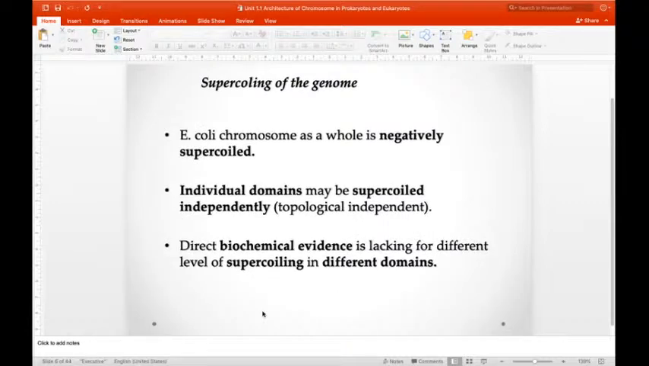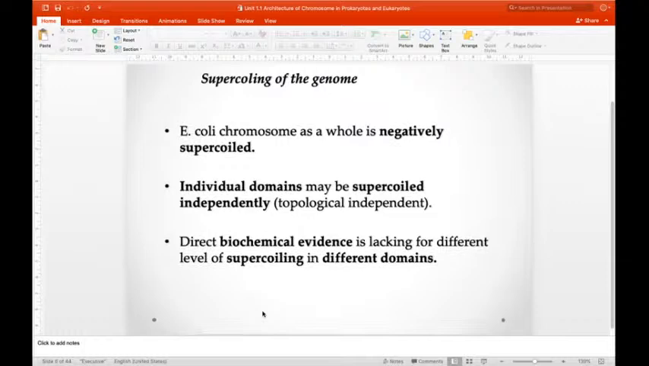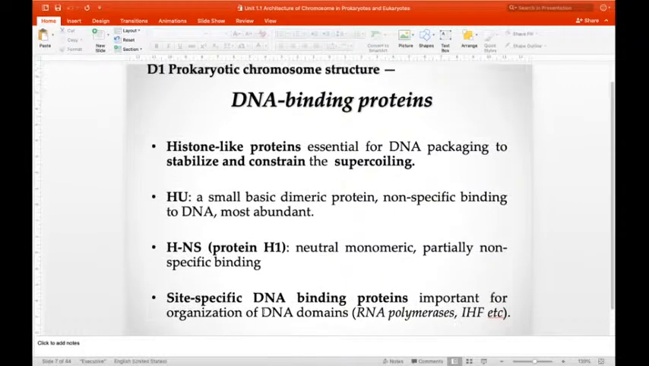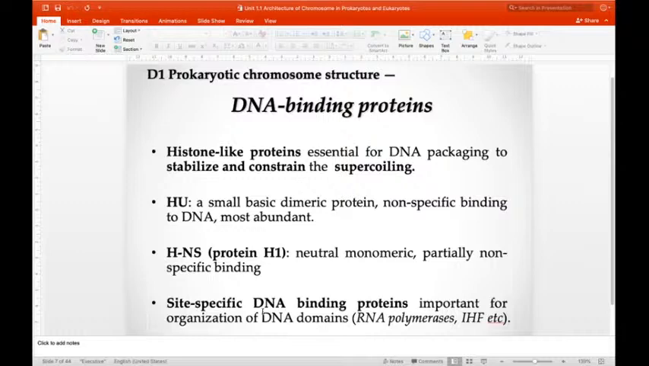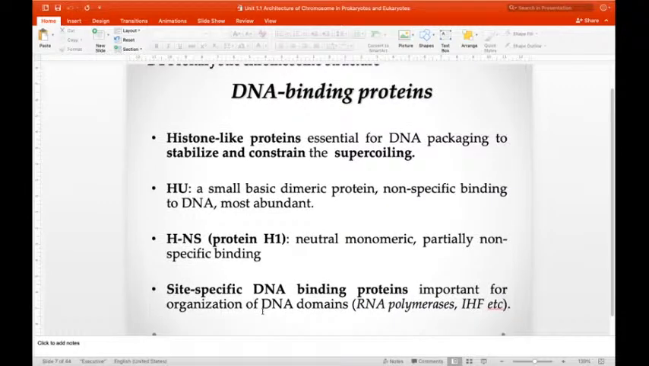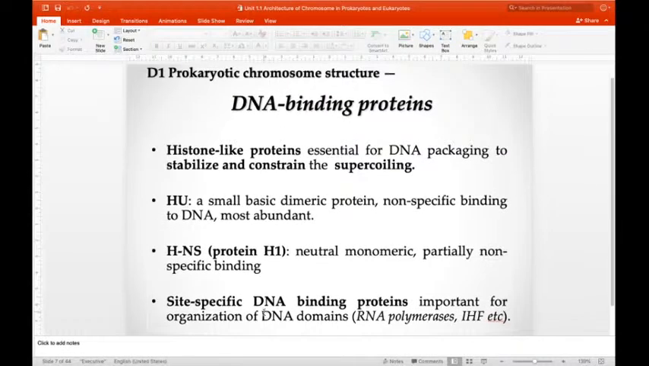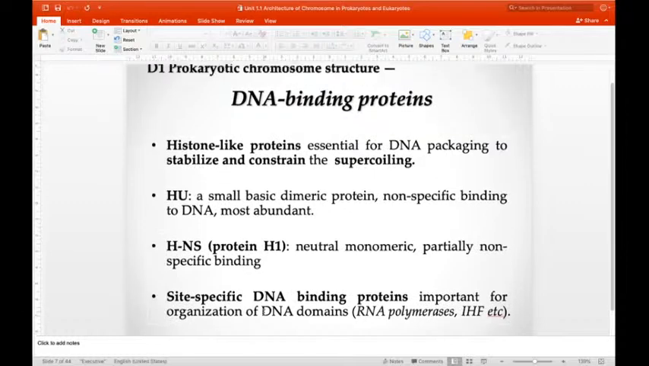The supercoiling is highly negative, and individual domains may be supercoiled independently, though direct biochemical evidence is lacking for different levels of supercoiling in different domains. DNA binding proteins in the prokaryotic chromosome are histone-like proteins essential for DNA packaging, to stabilize the constrained supercoiling. HU is a small, basic, dimeric protein with non-specific binding to DNA, and is the most abundant. H-NS is a neutral monomeric protein, partially non-specific in binding. And there are site-specific DNA binding proteins important for the organization of the DNA domains.